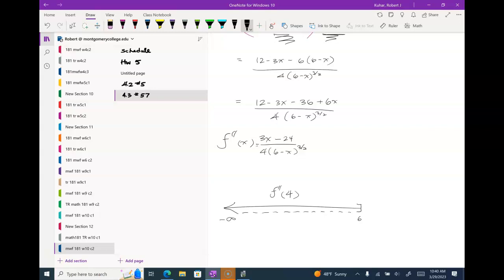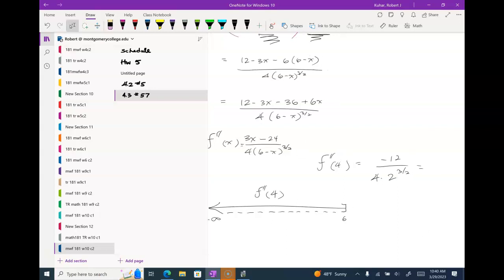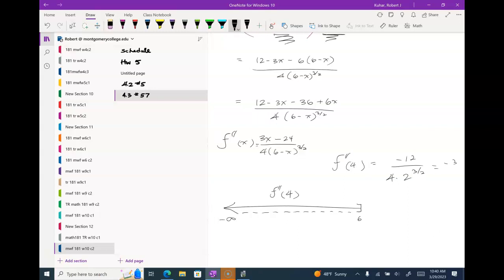Right? So if I plug in a 4 here, what do I get? Negative 12. F double prime of 4 is what? Negative 12 over 4 times 2 to the 3 halves power. Right? So definitely a negative. Yes? Negative 3 over square root of 8. So definitely negative. I don't have to do that, right? You don't have to do that. This is just me being curious.